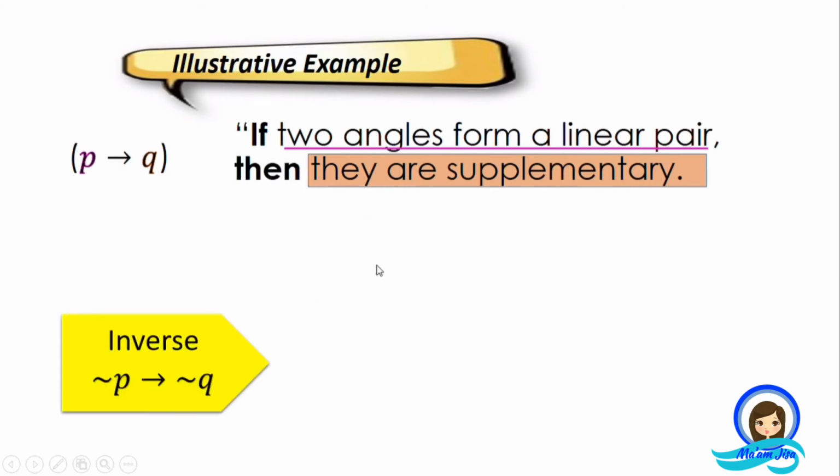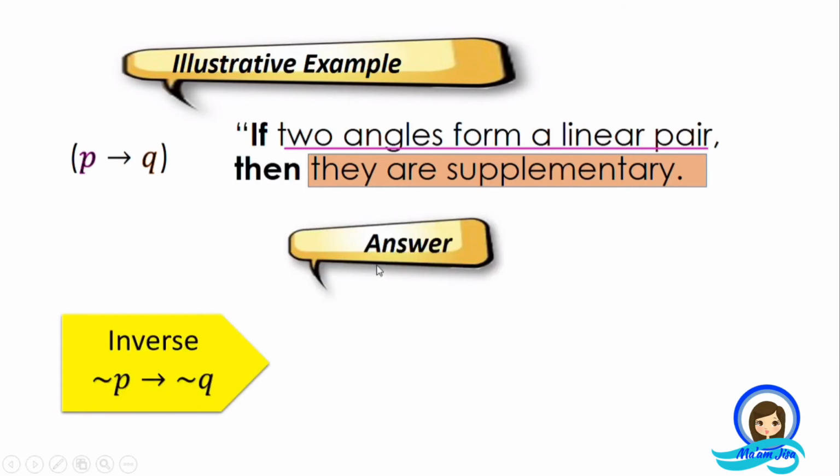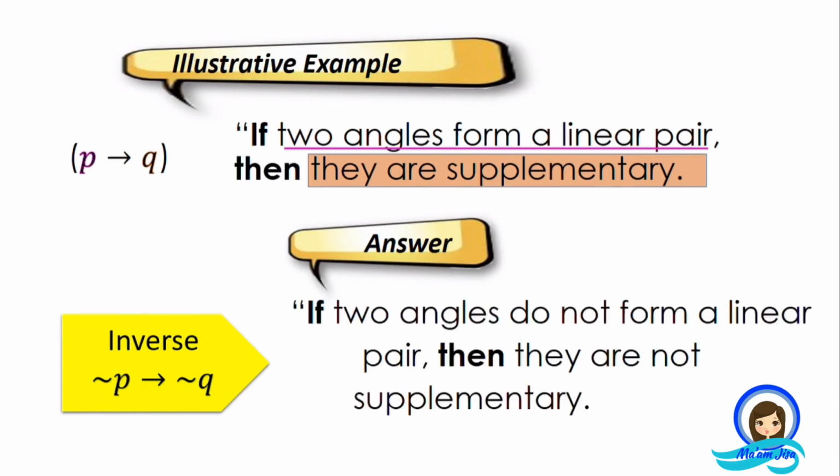What about its inverse? Not P implies not Q. So this is how you do it. If two angles do not form a linear pair, then they are not supplementary. So the same position, but you just have to negate both propositions. So for proposition P, you add the words do not, while for proposition Q, you add the word not. And this is the inverse of the conditional.